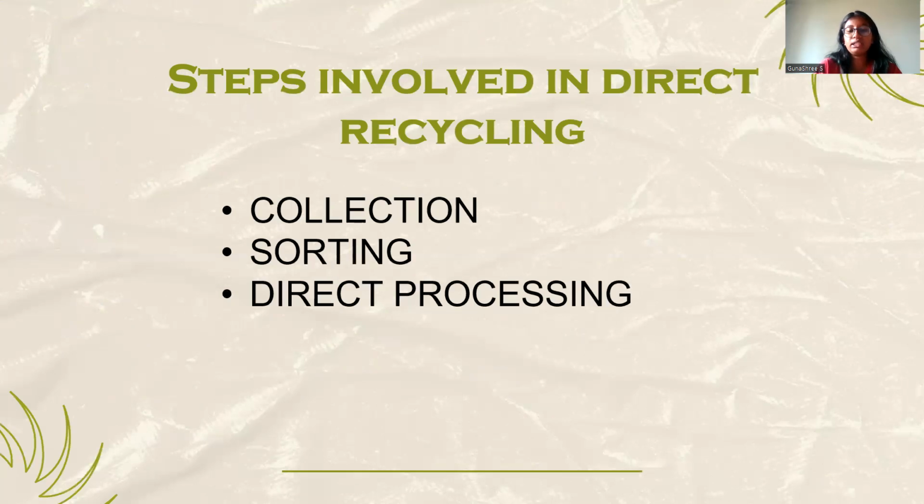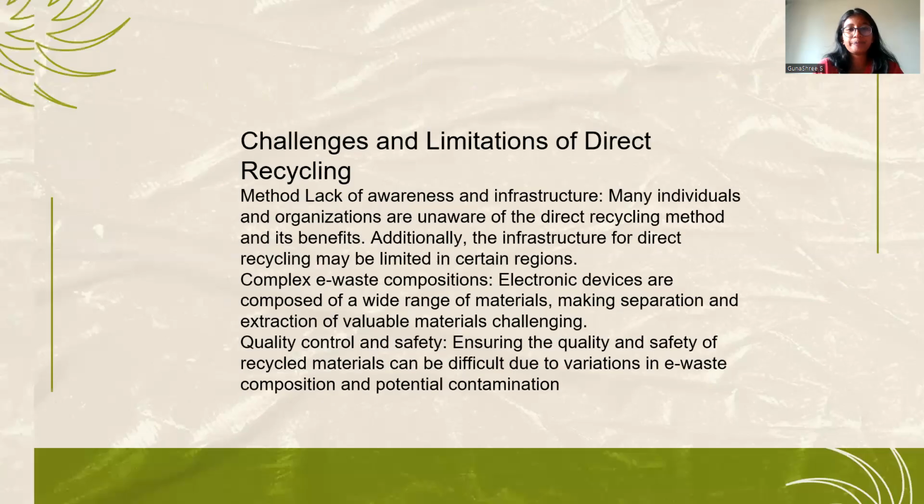The first step is collection. E-waste will be collected from various sources, including households, businesses, and recycling centers. The second step is sorting. The collected e-waste will be sorted based on the type of electronic device, like metals, plastics, or circuit boards. Next is direct processing. Advanced technologies and pyrometallurgical processes are used to extract the valuable metals directly from the e-waste without the need for extensive dismantling.